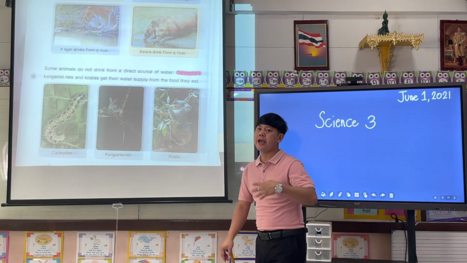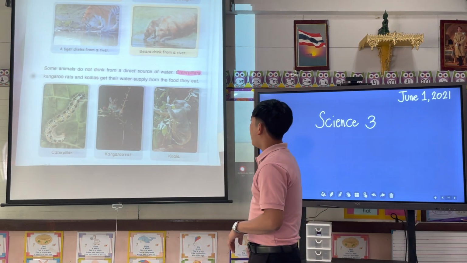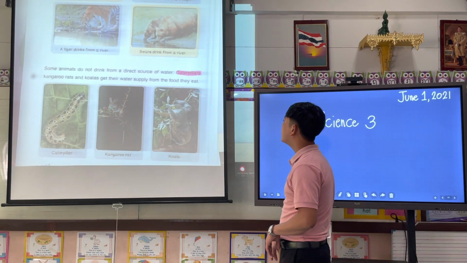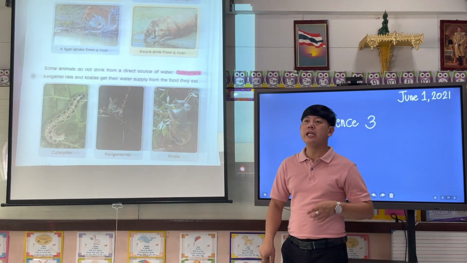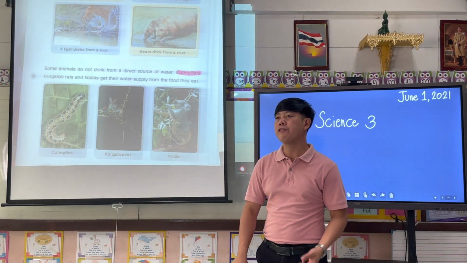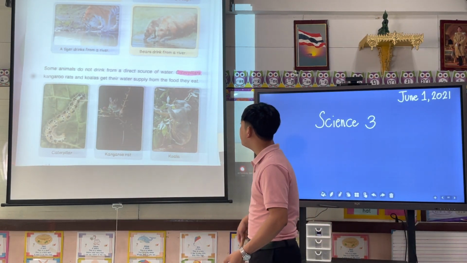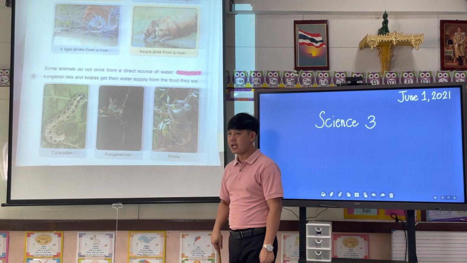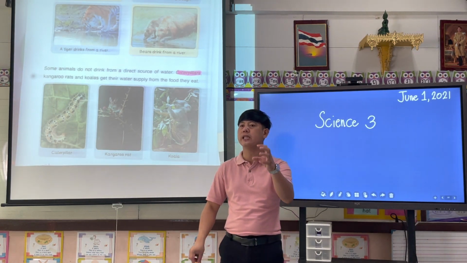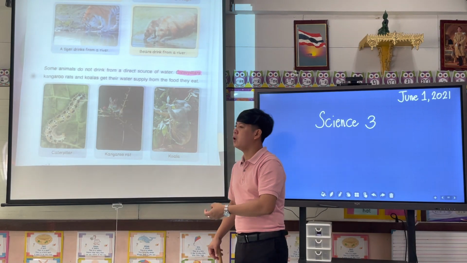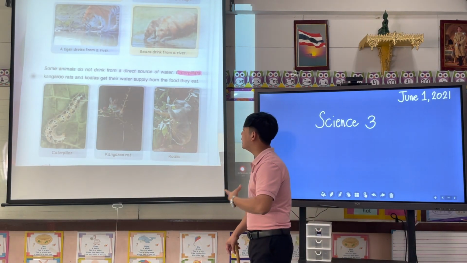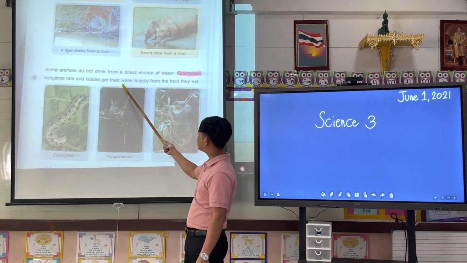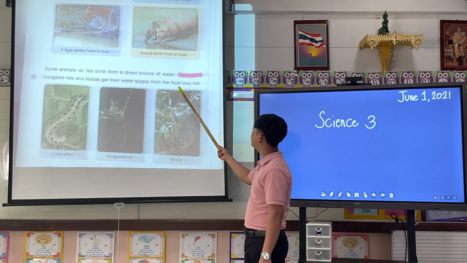In other words, pets depend only on... Okay, some animals do not drink from a direct source of water. Not only some animals, they are not directly going to the pond, lake, creek, or river to drink water, but some of them get their water supply from the food they eat. Because the food that they eat also contains water, so they don't need to go to the river to drink water. For example, caterpillars, kangaroo rats, and koalas get their water supply from the food they eat.